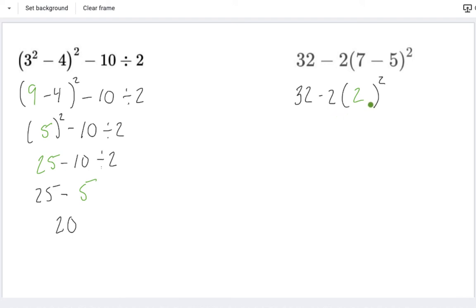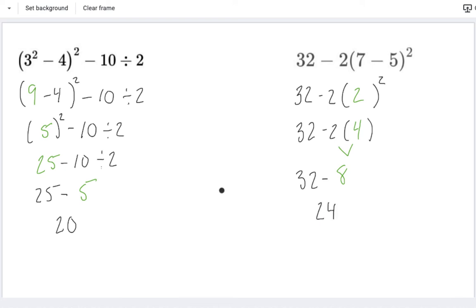So we're going to do the exponent, 2 squared. So 2 squared is 4. So remember the number next to parentheses, this isn't a grouping symbol anymore, this just means multiply. So 2 times 4 is 8, and we don't need the parentheses anymore. So then 32 minus 8 is just going to give us 24.